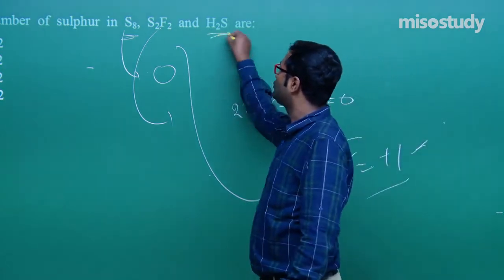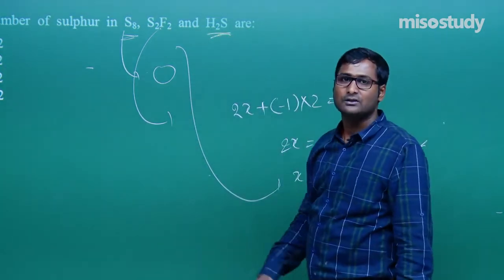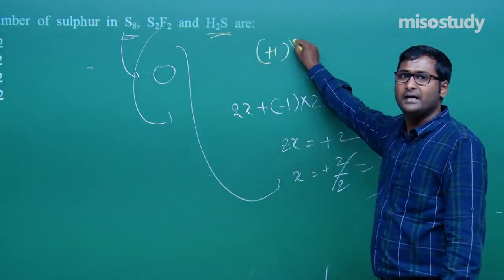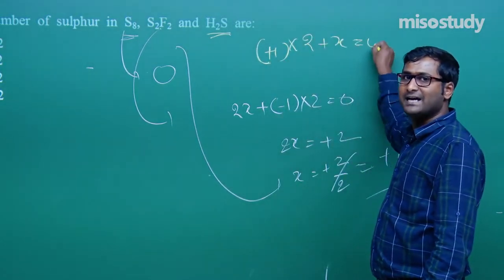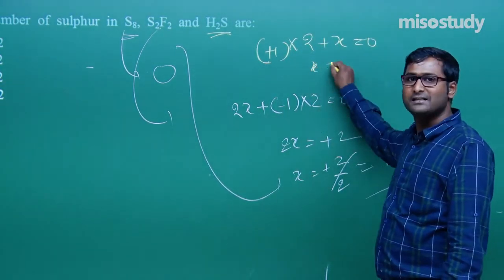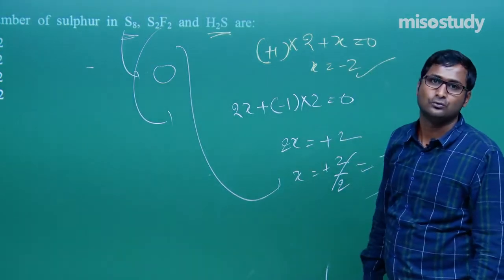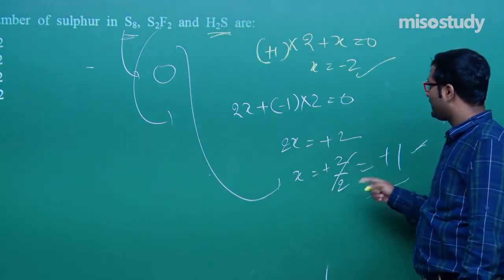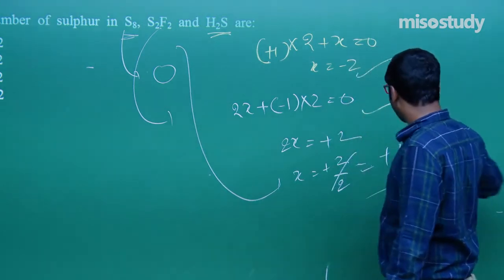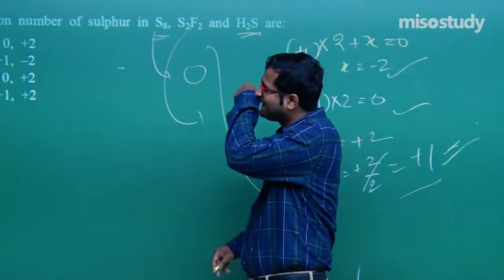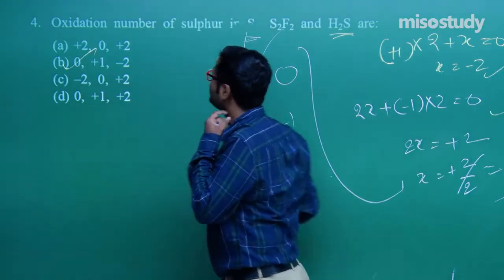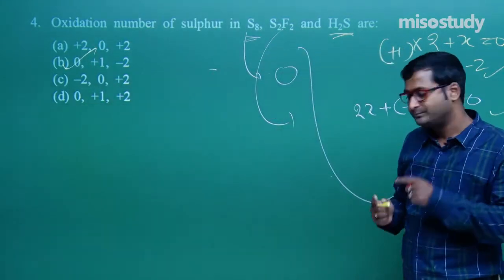Now what about H2S? As we all know, hydrogen has oxidation state plus 1. Clear to you? Is it visible to you? Into 2, and for sulfur it is x. Clear? So x is equal to minus 2. Clear? So the oxidation states in sequential order are 0, plus 1, and minus 2. This is the answer. Clear, friend?